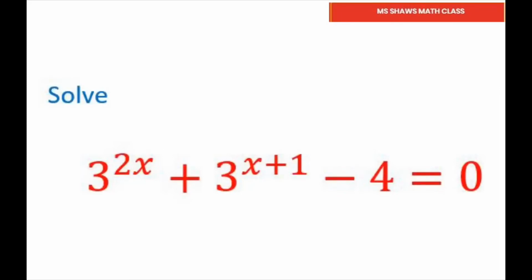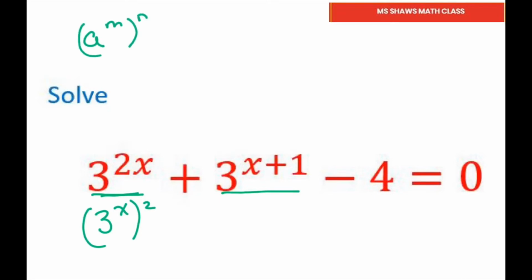Hi everyone, we're going to solve this equation, and the first thing I'm going to do is change these two. I can rewrite this first piece as 3^(2x), and that's based off your power property that a to some m power raised to the nth power equals a to the m times n. And then this part right here, we're going to change this as well.